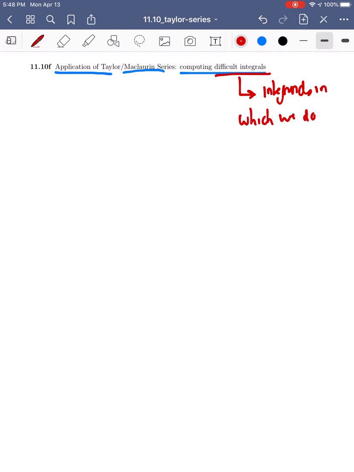One application of Taylor series and Maclaurin series that we can see in Calc B is helping us compute difficult integrals. And when I say difficult integrals, I mean integrals of functions for which we don't know the antiderivative. And when I say we don't know, I mean the math community as a whole.